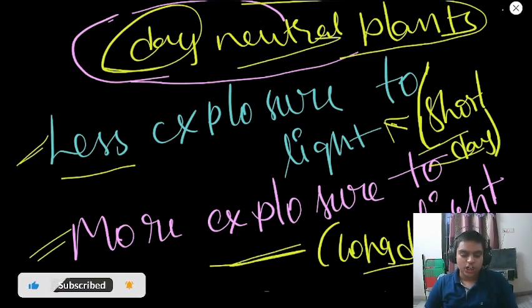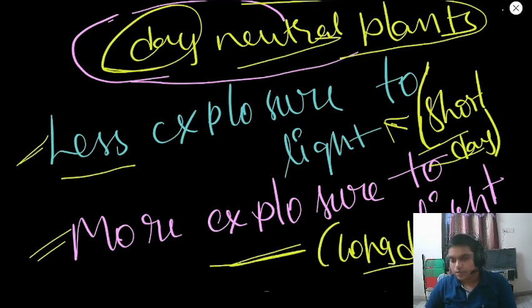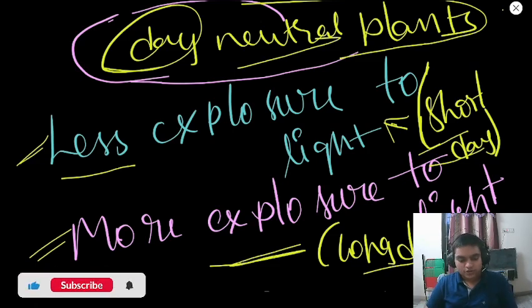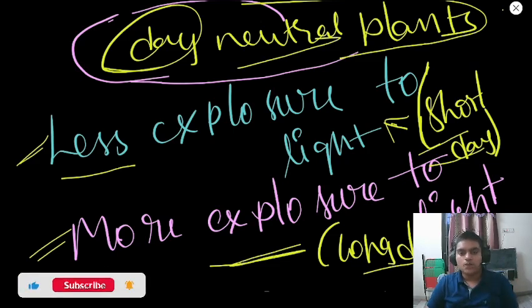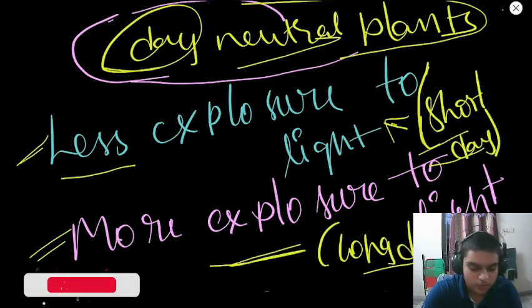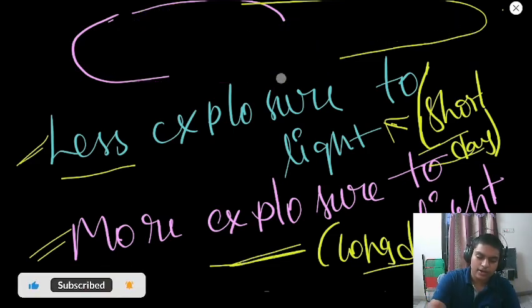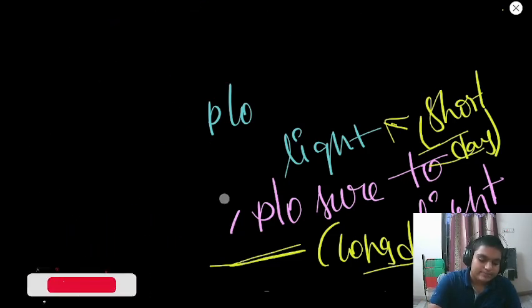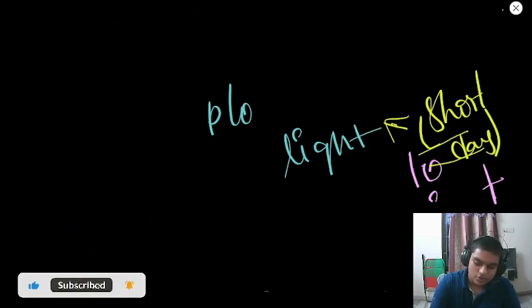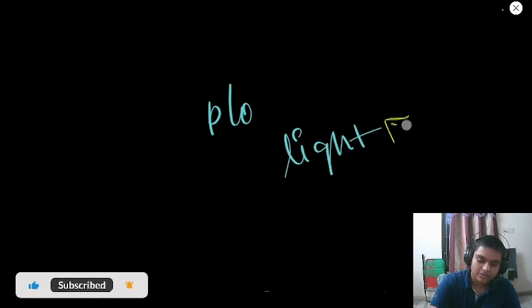Short day plants, if they are less exposed to light, can produce flowers. Long day plants have to be more exposed to light, and only then can they produce flowers. So we are talking about more exposure and less exposure to light. Let me give you not an example, but a diagrammatic view of this.